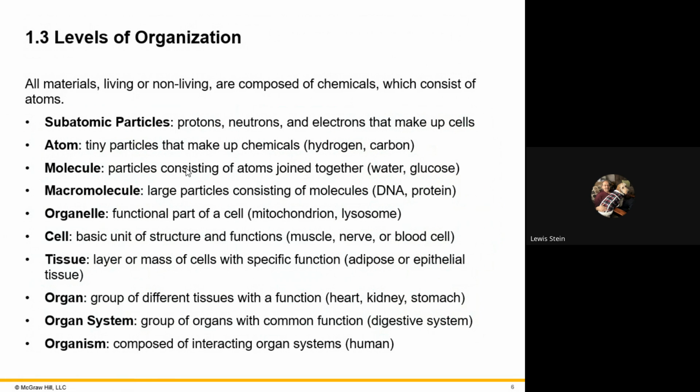And for some of you who had lab already, you talked about epithelial cells, right? Lining tissue. A tissue is an accumulation, a grouping of similar and or identical cells.